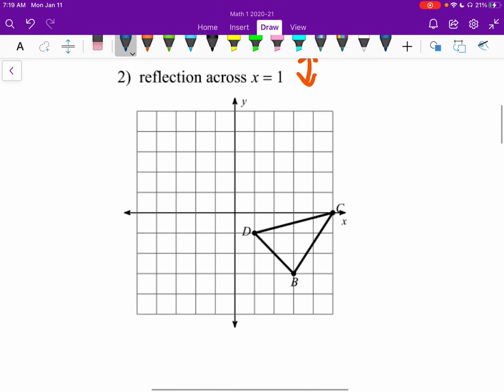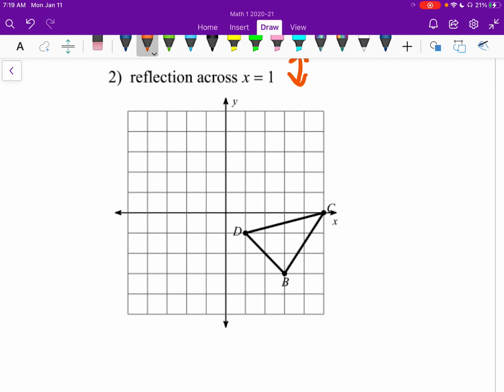Number 2, reflection along x equals 1. Well, x equals 1 is going to be right here. So we can see really quickly that D will stay in the same spot. B is 2 units to the right, so we're going to go 2 units to the left. C is 1, 2, 3, 4 to the right, so we're going to go 1, 2, 3, 4 to the left. And then here's our new triangle.